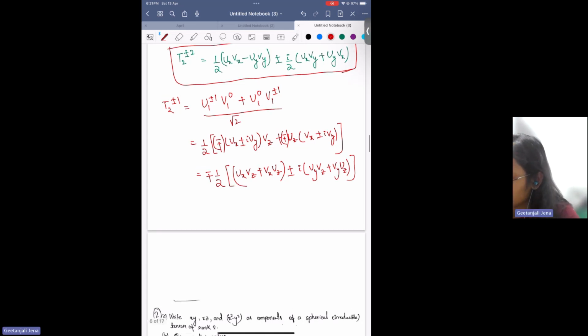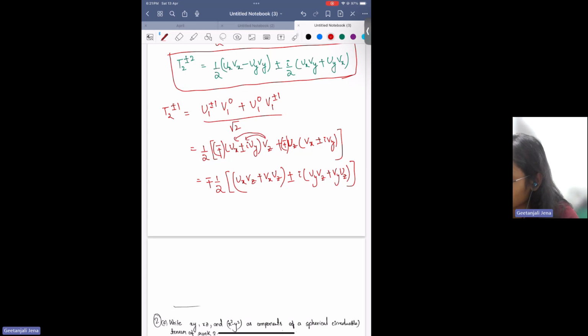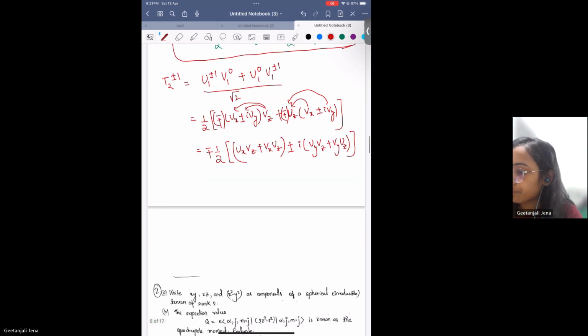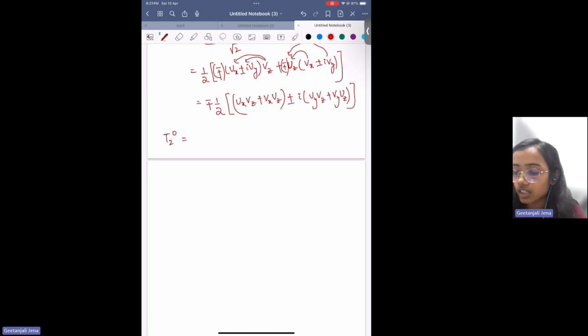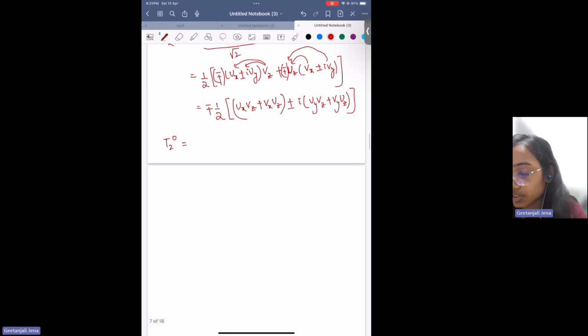Okay, so you just have to multiply vz in individual terms and separate out the real terms and imaginary terms. Now the third part is t2 0. So t2 0, you can get it only when q for u and v, both vectors, add up to 0, right? So for 0, it may be 1 for u and minus 1 for v, so that 1 minus 1 would be 0.